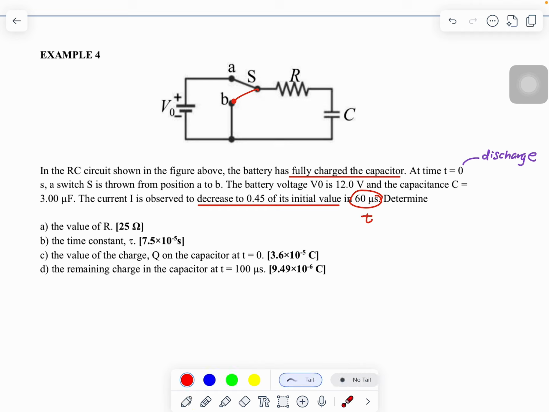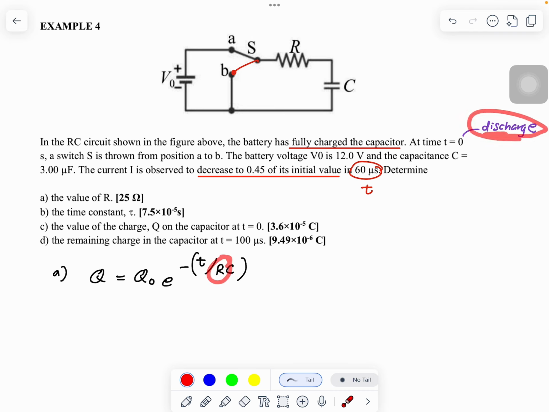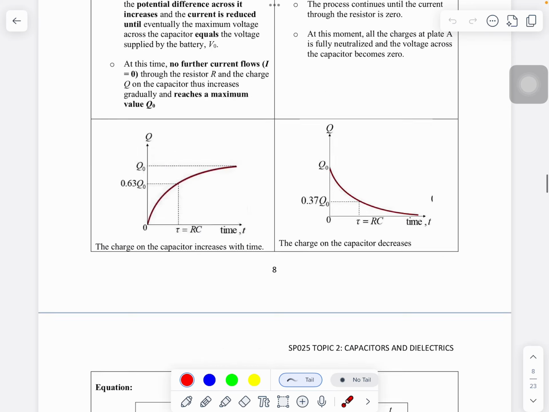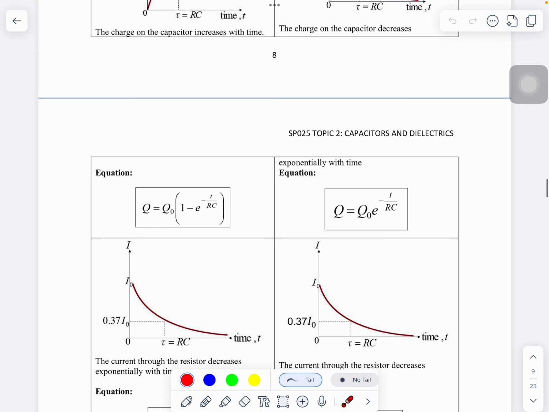Okay, first question, determine the value R. Kita mau kira berapa resistance yang dia gunakan di sini. So in order to find value R, kita keluarkan formula Q equal to Q naught e negative T over RC. Sebab value R tu ada dekat sini sahajalah. So ini adalah discharge, right? Let's double check whether this is the formula for discharge or not. Okay, this is the formula. So ngam lah.